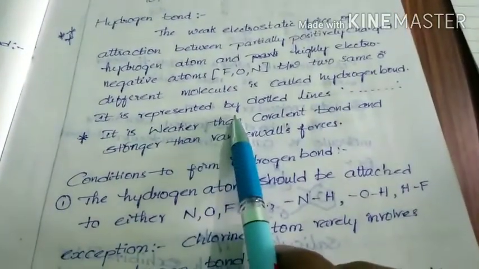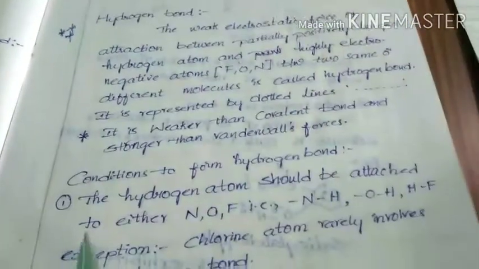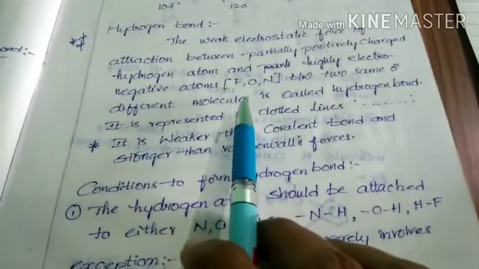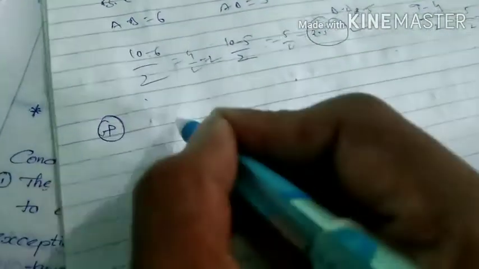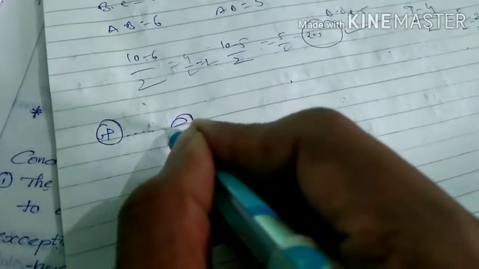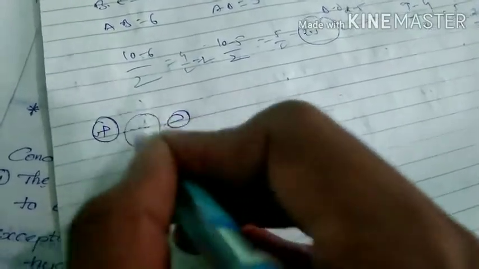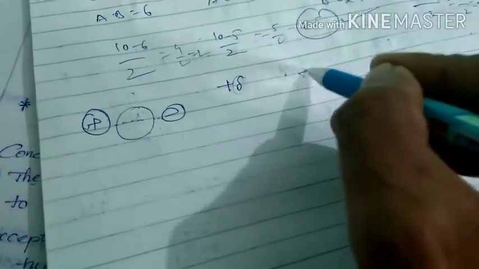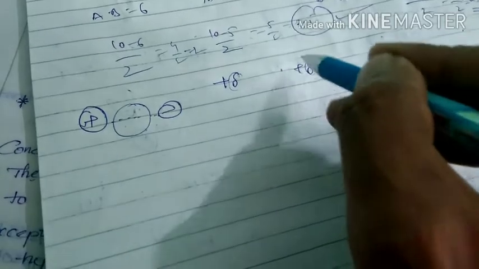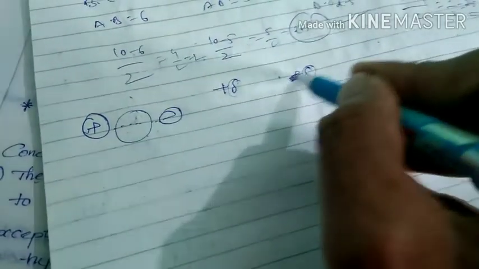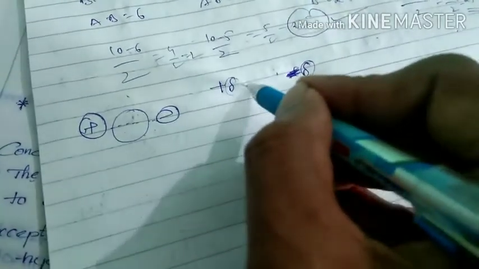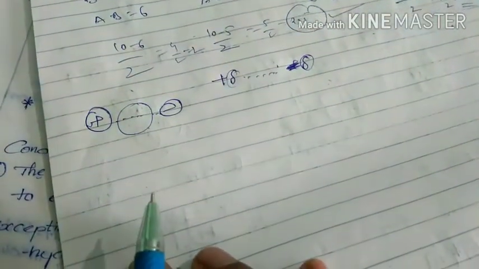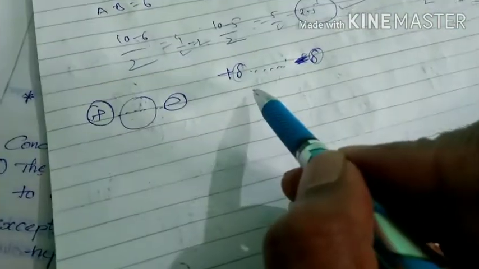It is represented by dotted lines. See, I repeat this point, listen carefully. This is positive charge, this is negative charge. Between positive charge species and negative charge species, attractions are present. These attractions are called strong electrostatic force of attractions. But between partially positive charge, this delta indicates partially, and partially negative charge, attractions are present. Those attractions are called weak electrostatic force of attractions. That means this is a weak bond.